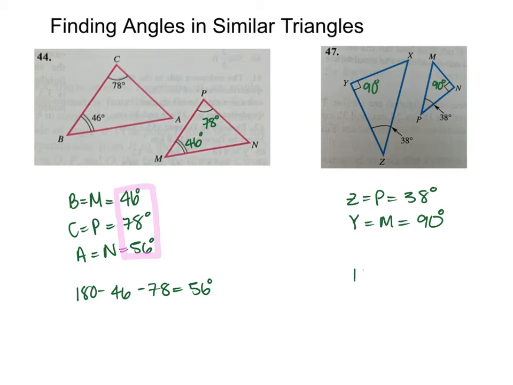And then if we take 180 and subtract 90 and 38, we are going to get 52. So it looks like X is equal to 52 degrees. And so in this case, 52 degrees is going to be right here. Actually, let me fix this so I can add more in. So that'll be X and M equals 52 degrees.